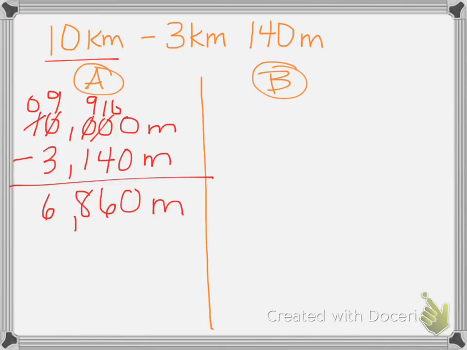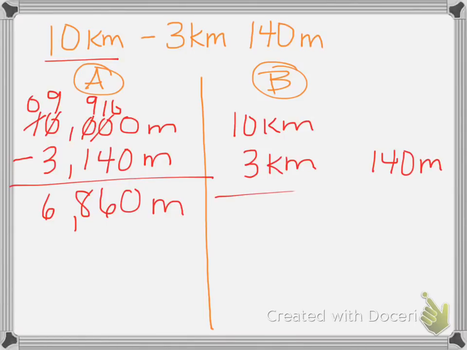Now the other way would be to keep them the same. But I want you to think about something. If I were to say, okay, I'm going to keep this 10 kilometers, and I'm going to keep my 3 kilometers, 140 meters. If I have 0 meters over here, how am I going to take away meters? I have nothing to take away. I have 140, but I have 0 at the top.